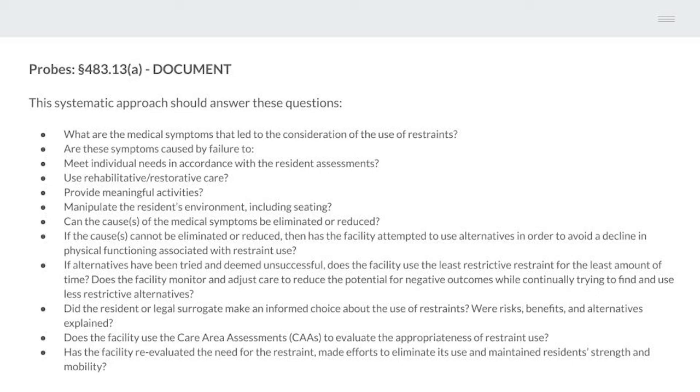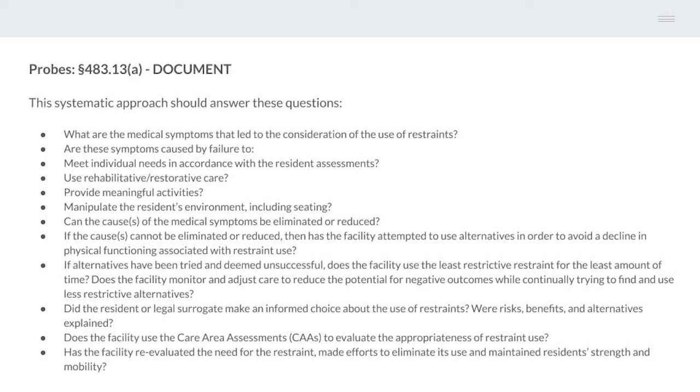Did the resident or legal surrogate make an informed choice about the use of restraints? Were risks, benefits, and alternatives explained? Does the facility use the care area assessment to evaluate the appropriateness of restraint use? And has the facility reevaluated the need for the use of restraint, made efforts to eliminate its use, and maintained resident strength and mobility?